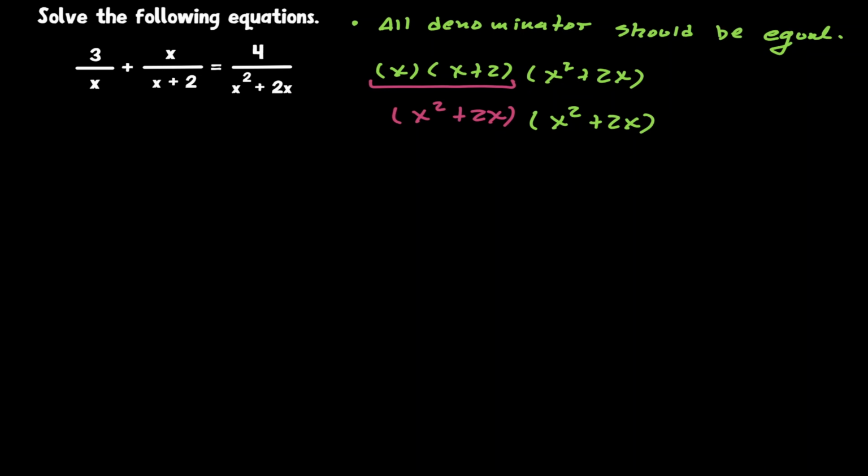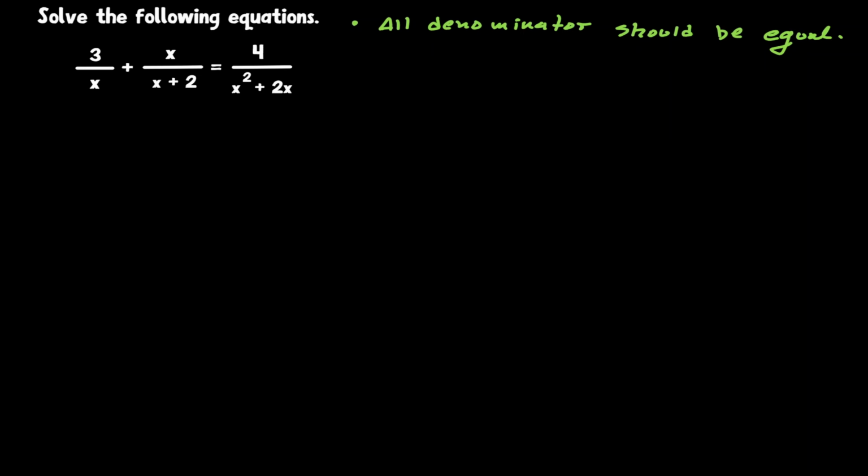So instead of multiplying every single denominator with each other, let's try to write down every single denominator to be equal to the expression of x squared plus 2x. That is an expression that all denominators have in common. So now let's do that.